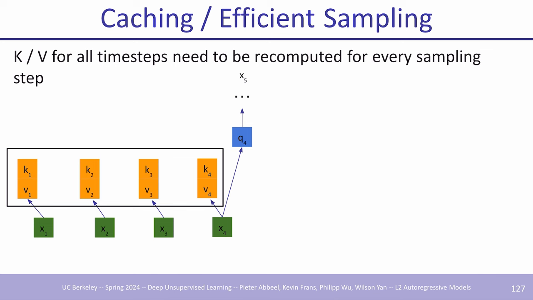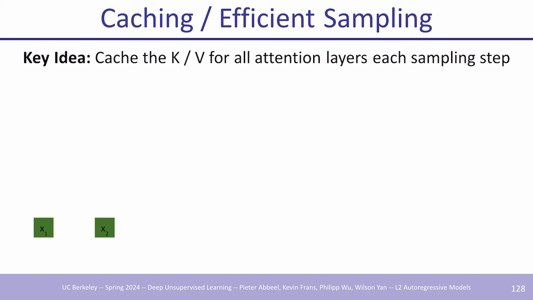Because if you think about the forward pass for a transformer, a single forward pass computes every conditional distribution, which in total is L squared flops or something like that. So in theory, each sampling step should only be O of L. And the way we do that is we cache the Ks and Vs as we sample sequentially.